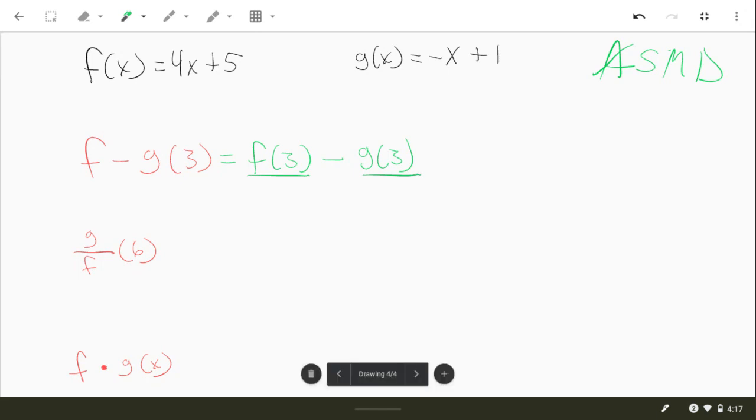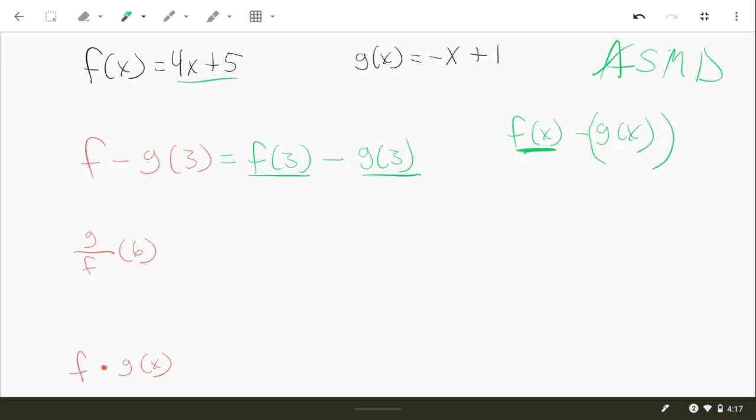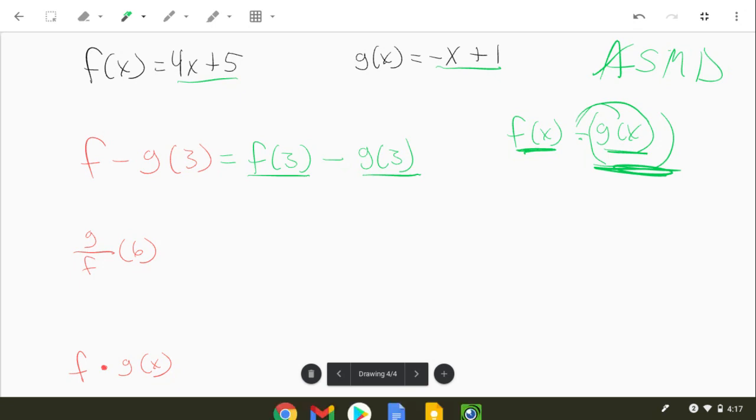All right. I do need to mention this. If we were doing f(x) minus g(x), if it's subtraction, you need to wrap this one in parentheses, and you would literally be putting 4x plus 5 for the f(x) and negative x plus 1 for the g(x). And that's why on this side you had to put parentheses, because you're distributing this negative. You have to subtract the whole thing. Anyway, I digress.